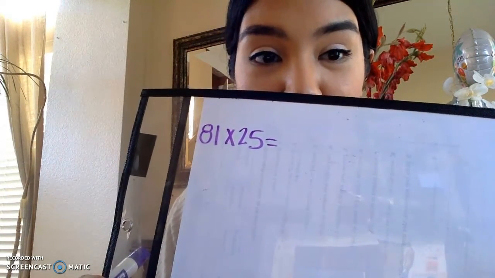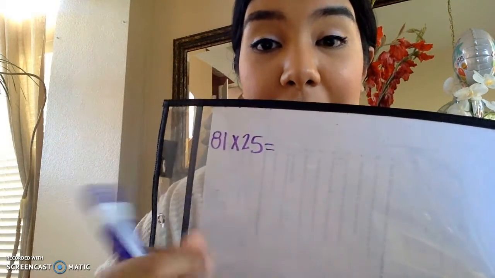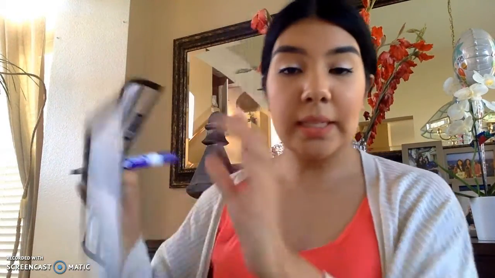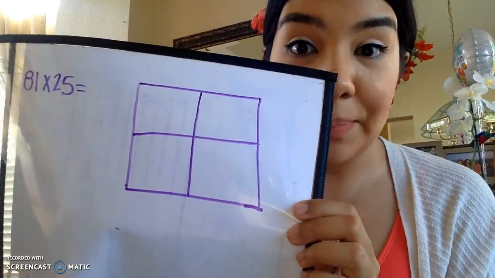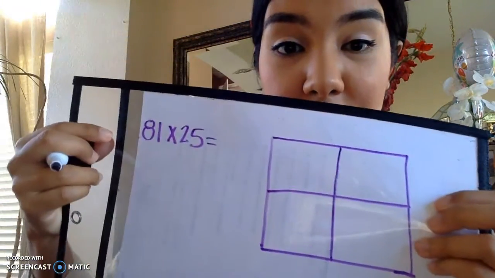So the first step is to split your factors into tens and ones. So draw your box just like this. It doesn't have to be perfect. And I want you to make 4 quadrants just like this. That's the first step. Now we have to separate our factors into tens and ones.